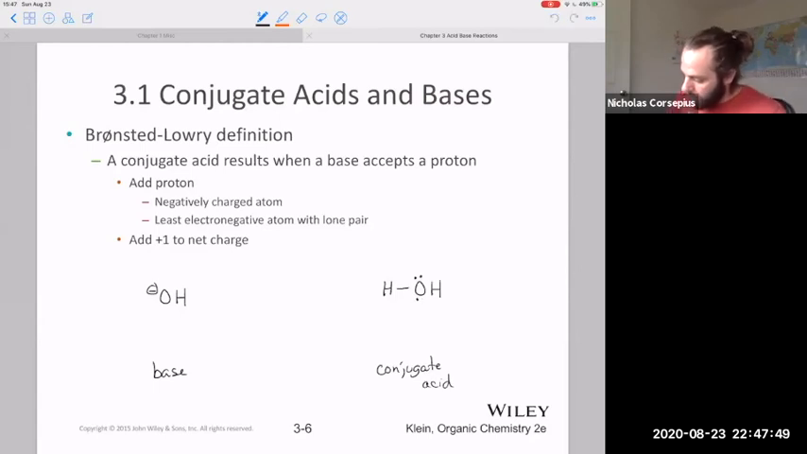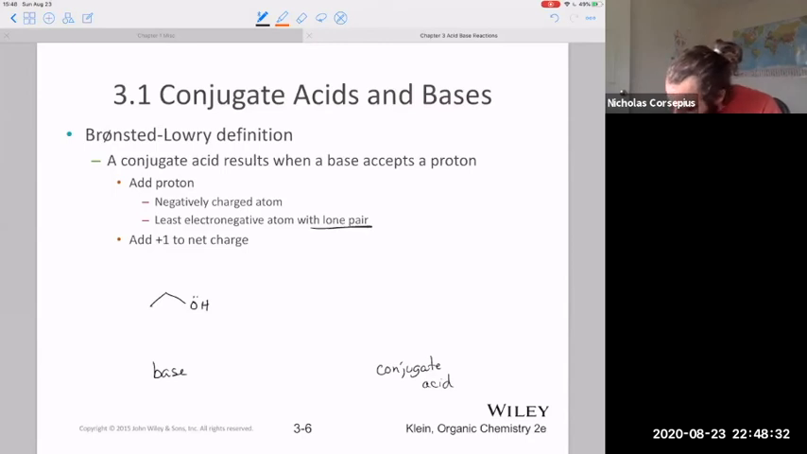In terms of identifying where that hydrogen is going to go, that's sort of the hard part of the base. In this case, it was pretty straightforward because I wasn't going to put it here, obviously, right? Nonetheless, similar to the previous example, if you have a negatively charged atom, that would be the most likely one to accept that proton, right? Because then it gets to be neutral. The other situation might be to look for the least electronegative atom that has a lone pair.